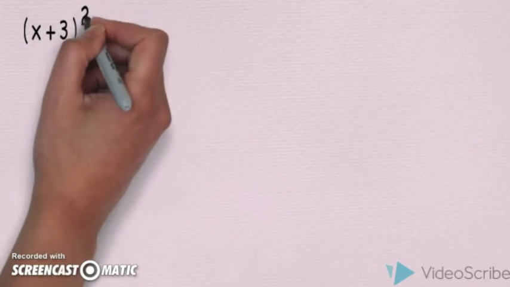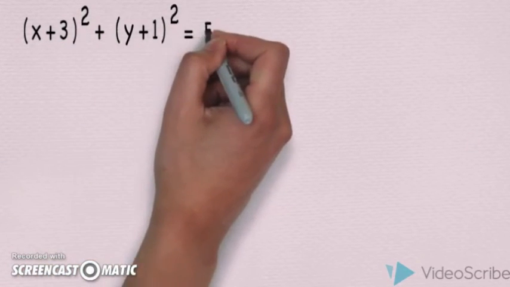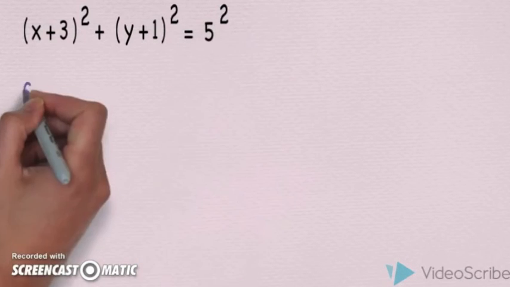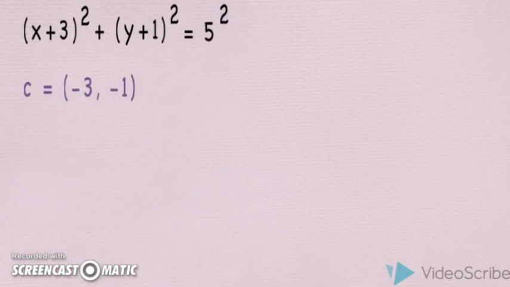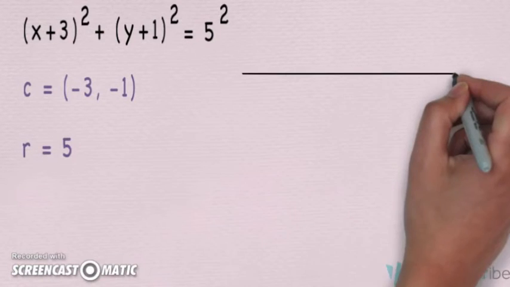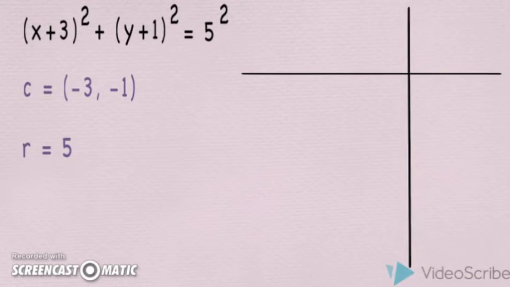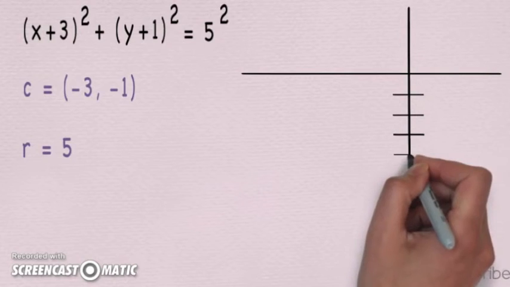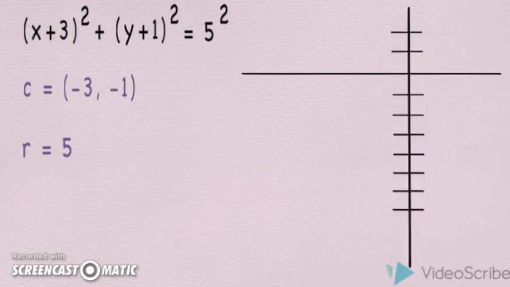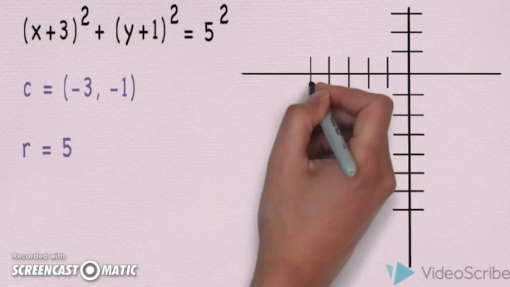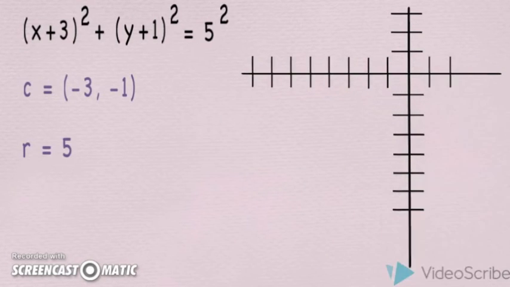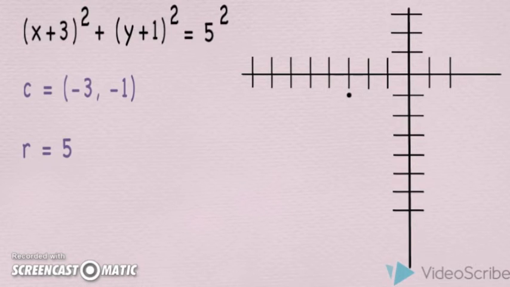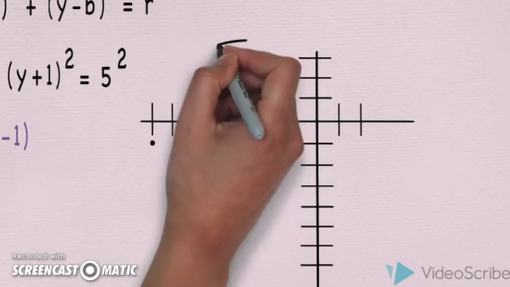So let's use this knowledge about circles to graph our first example. Using the standard form of the equation, we now know that the center of the circle is at negative 3, negative 1, and its radius is 5. So here is our center at negative 3, negative 1, and this is a point 5 units away. And using that, we can make a circle with radius 5.